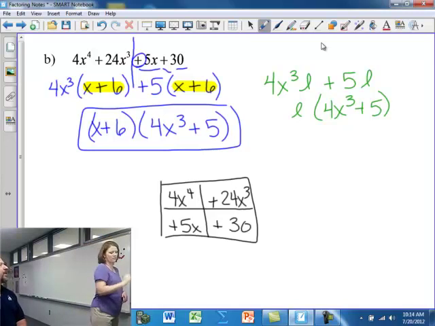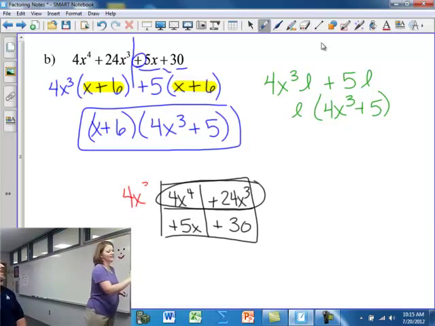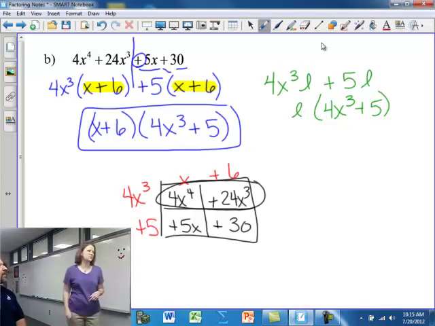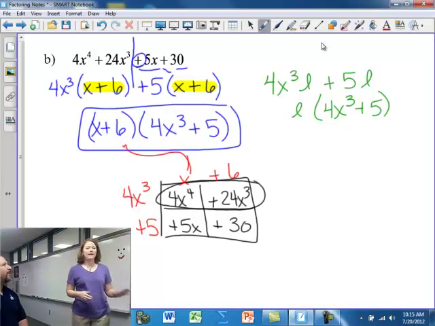So again, what's the greatest common factor of the first row? It would again be 4x cubed. Oh, yeah, let's use 4. 6 doesn't go into 4. All right, 4x cubed, and we would have x plus 6. There's the 6 I was thinking. All right. And then that would be a plus 5. And see, we're going to end up with the same two factors: x plus 6 and 4x cubed plus 5.